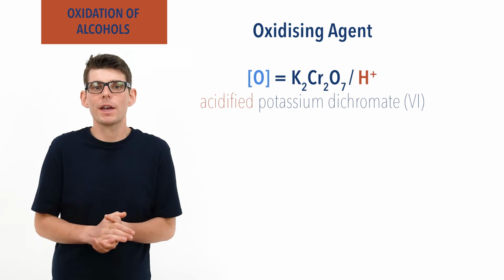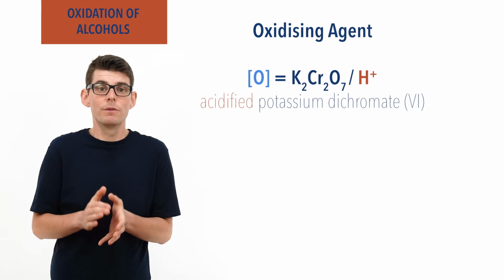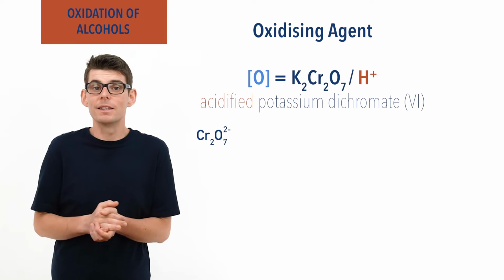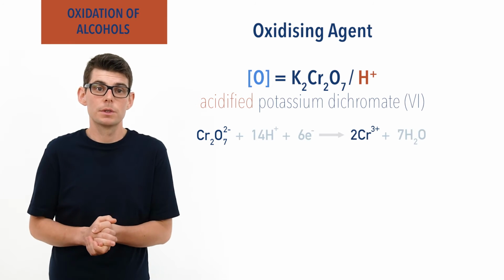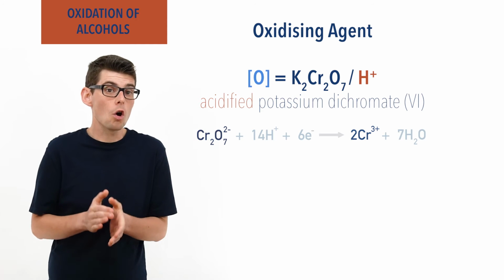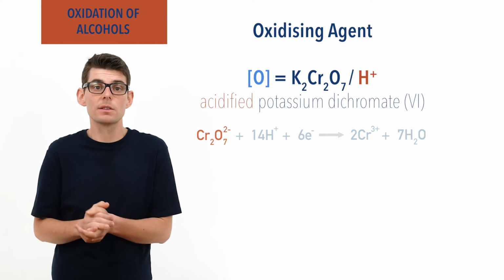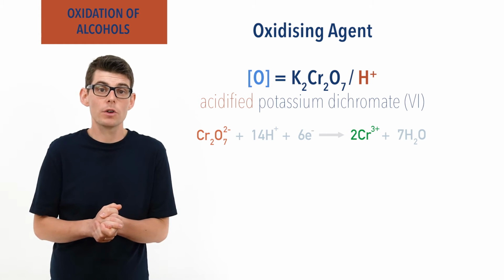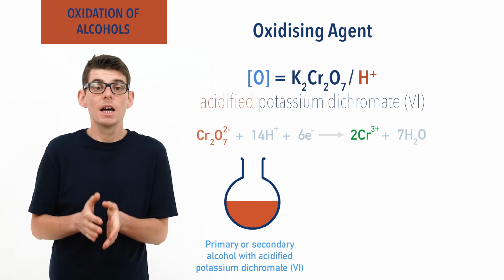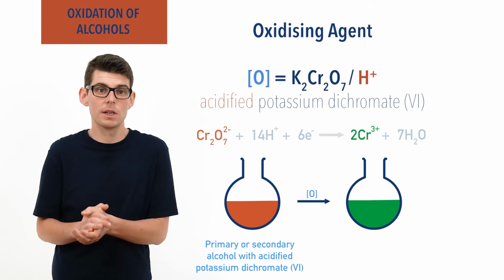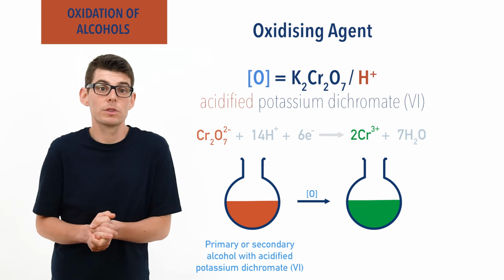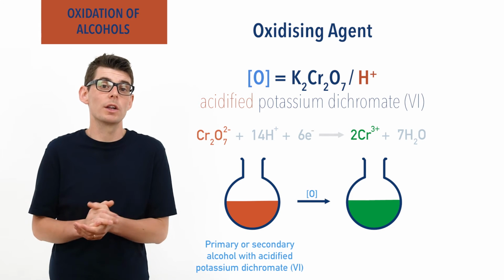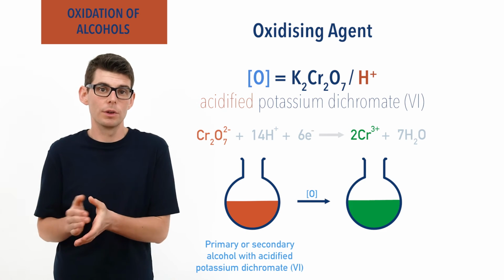If an oxidation reaction occurs using potassium dichromate, the dichromate ions, Cr2O7 2-, get reduced and Cr3+ ions are produced. Dichromate ions are orange in solution, whereas Cr3+ ions are green. This means when primary and secondary alcohols are oxidized by the use of potassium dichromate, a color change of orange to green is observed. As tertiary alcohols can't be oxidized at all, when heated with acidified potassium dichromate, no color change occurs and the solution would remain orange.